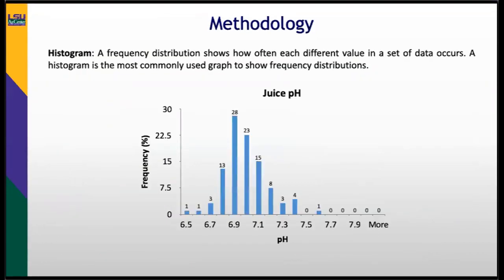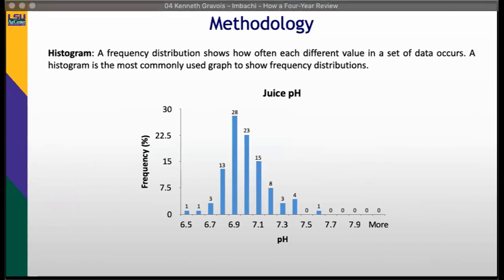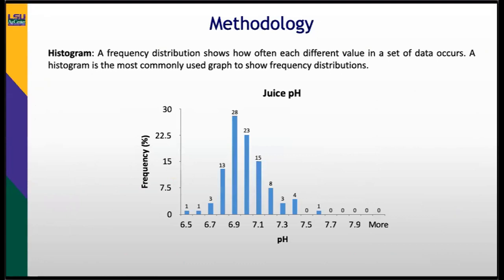The second methodology that we use is the histogram. It's a frequency distribution that shows how often each different value in a set of data occurs. For example, this is the juice pH frequency diagram. Let's say your target for the juice pH is 6.9. That means that 28% of the juice data had that pH at that time. With this, you can also see the variability of this kind of parameter.